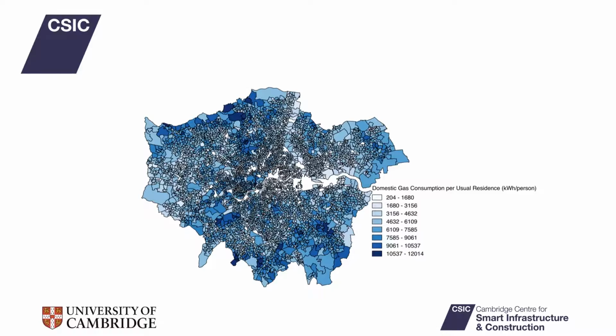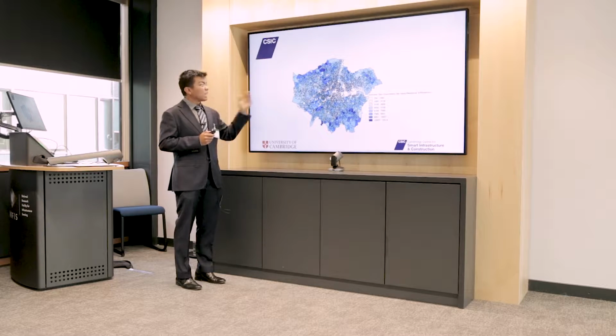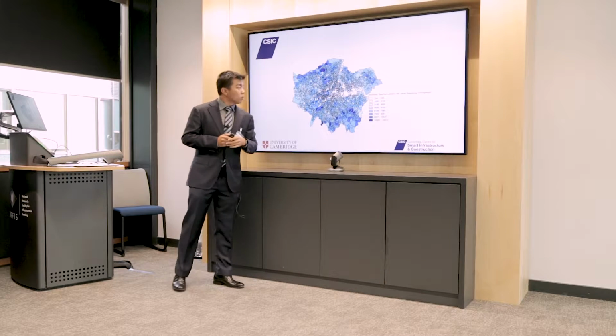So it is necessary for us to understand domestic gas consumption. As a case for London, we can see the domestic gas consumption per person here. We don't really see a very obvious pattern, except for some extreme cases here. So we would like to apply unsupervised learning techniques to try to help us gain more insights.